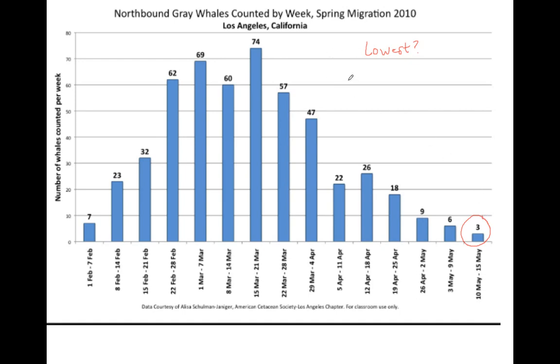Okay, so if you put that the lowest point was the 10th of May to the 15th of May, where only 3 whales migrated, you are correct. Okay, some other lows that we can see is the week before, and then all the way here at the beginning.